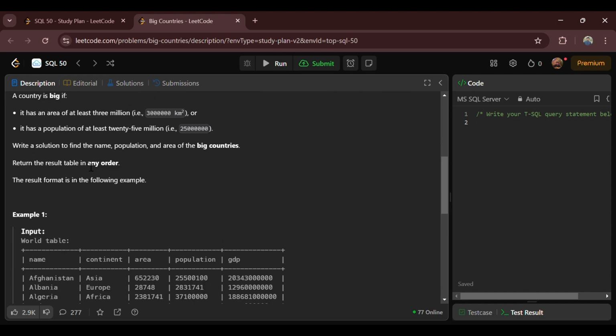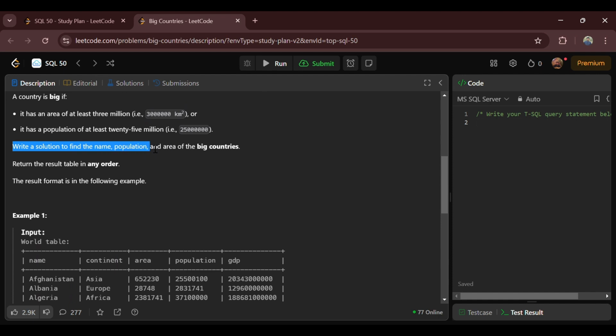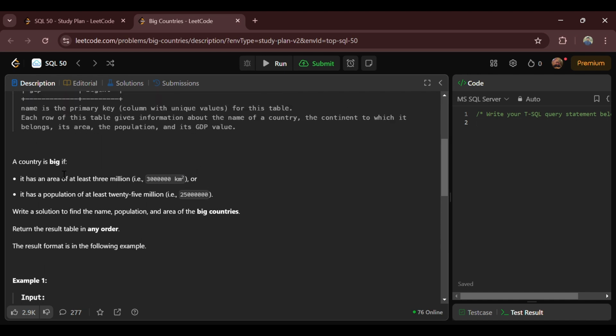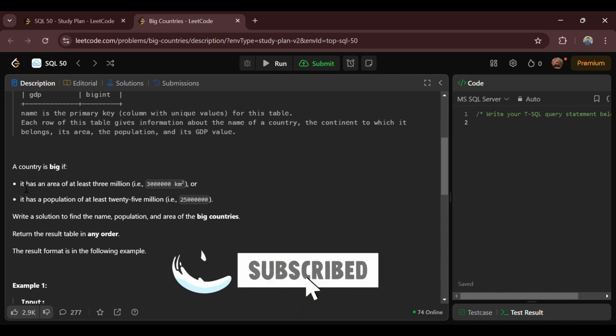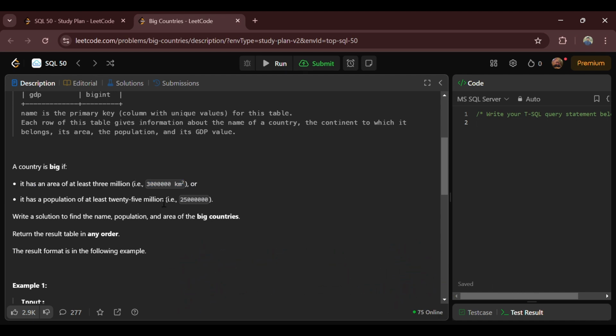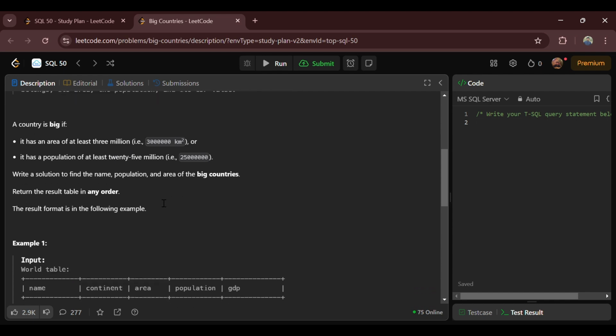So what we have to do is write a solution to find the name, population, and area of the big country. So how will we identify that a country is a big country? For that we have some conditions. Let's read out the condition. A country is big if it has an area of at least 3 million or it has a population of at least 25 million. So a country will be a big country if it follows either of these two conditions, or both conditions. Then we can say that yes, that country is a big country, right?